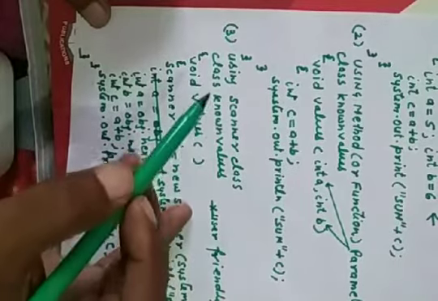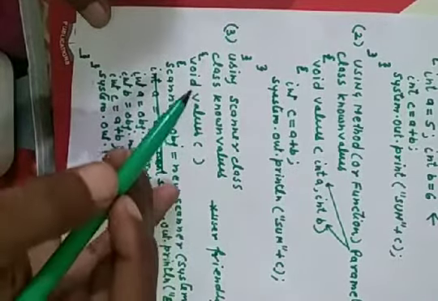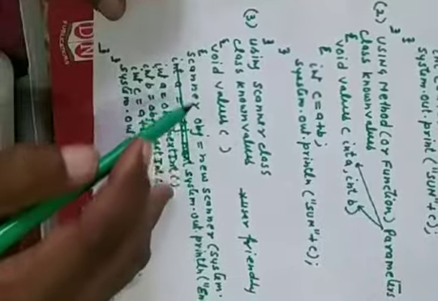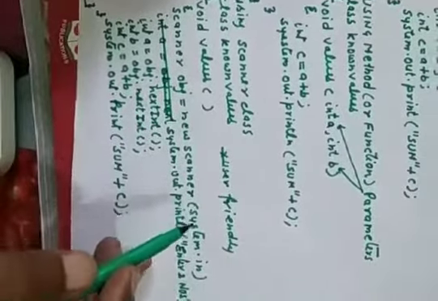Class Known Values, you can write class Method3, void values. Scanner obj is equal to new Scanner(System.in). Then System.out.println("Enter a number").